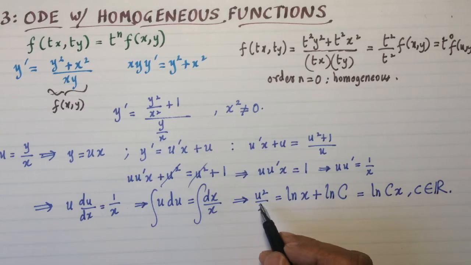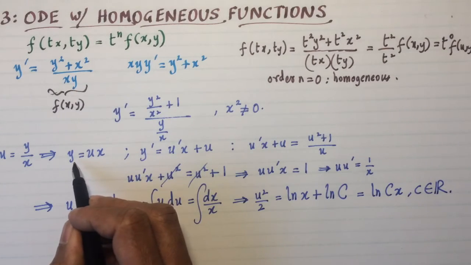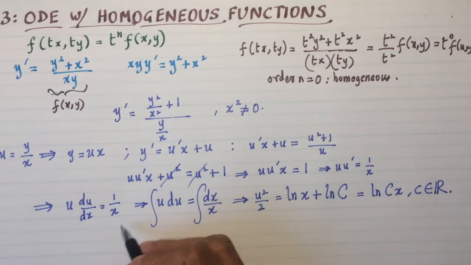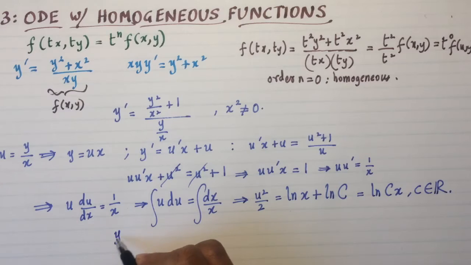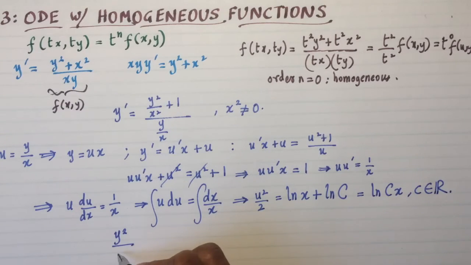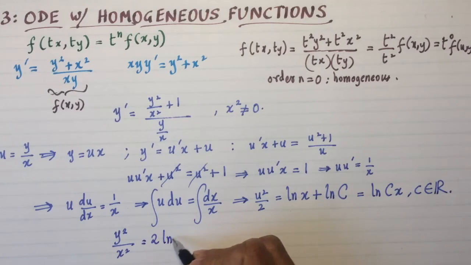Now I can go back to the original variables, because u equals y over x, so I can put that here. So I'm going to get y squared over, I'll move the 2 over that side, y squared over x squared equals 2 ln cx.